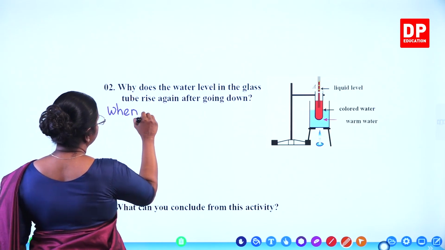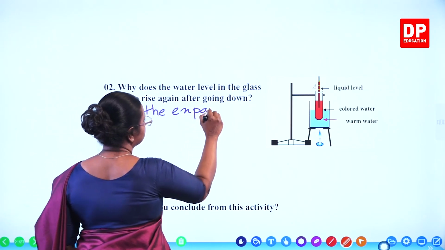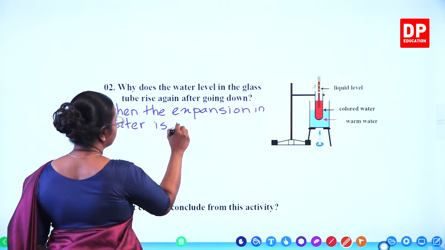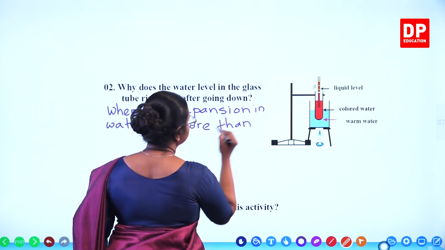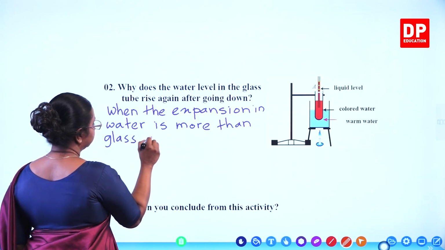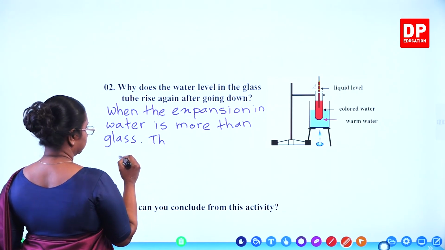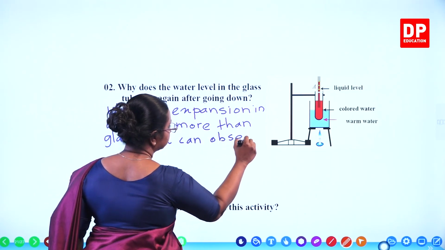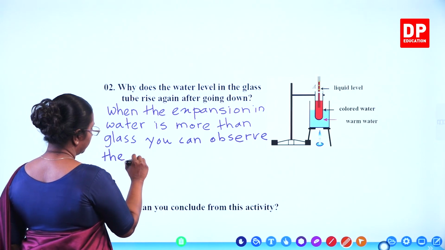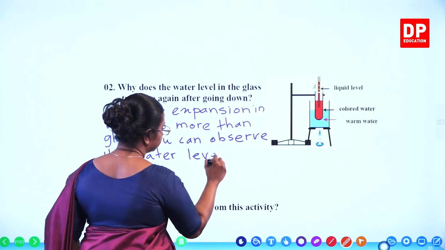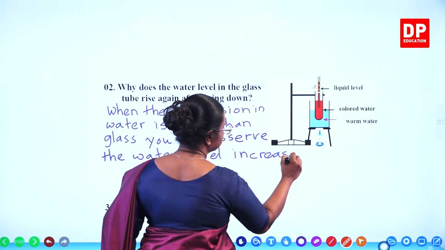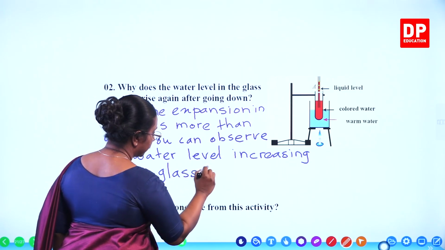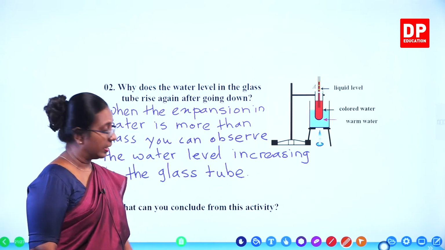When the expansion in water is more than glass, you can observe the water level increasing in the glass tube. So that is what happens there.